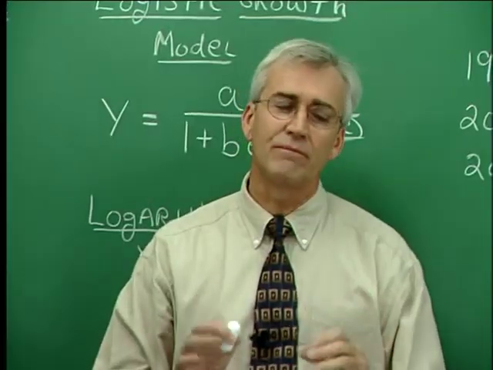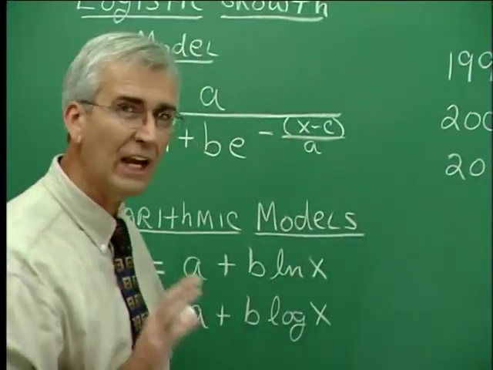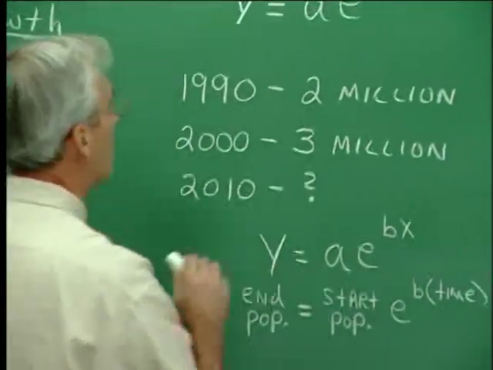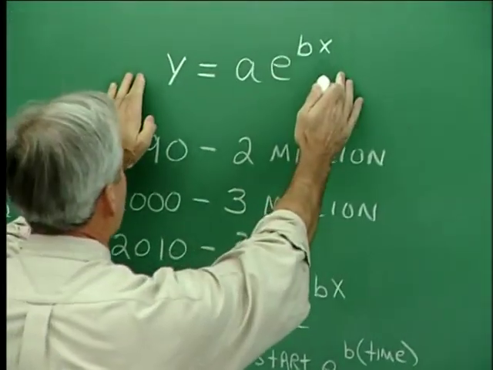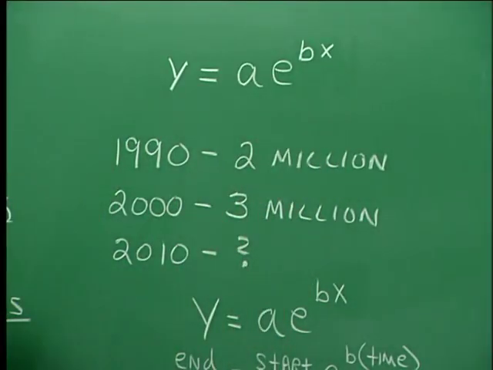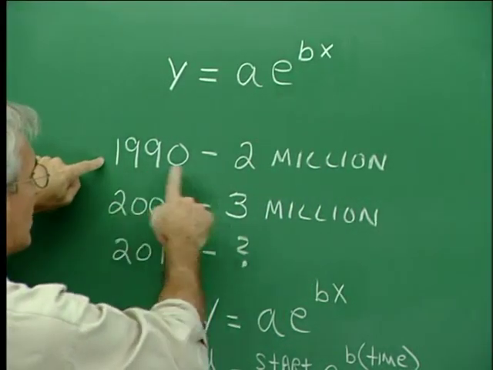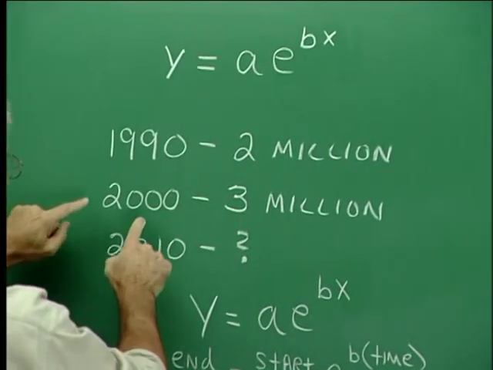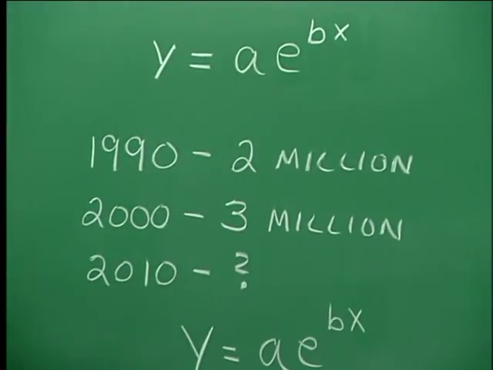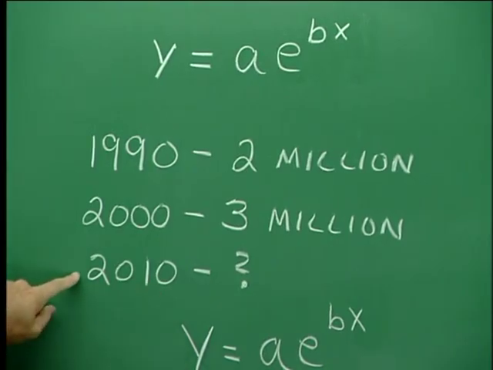Well, let's jump back to the exponential models and consider a problem. Here's how we build on this general idea. Here's the model that we're building on, and let's say that in a city in 1990 the population of the city was 2 million, and in the year 2000, 3 million. We'd like to know the approximate population in the year 2010.